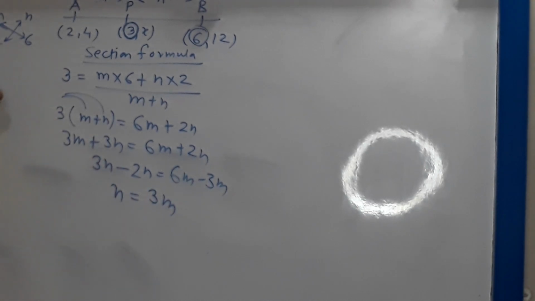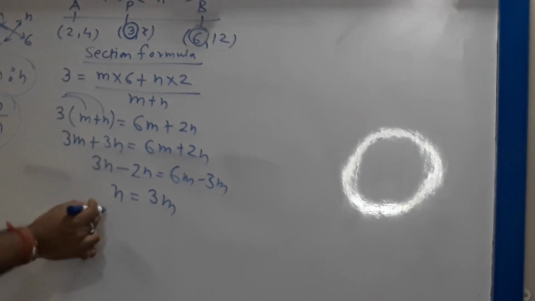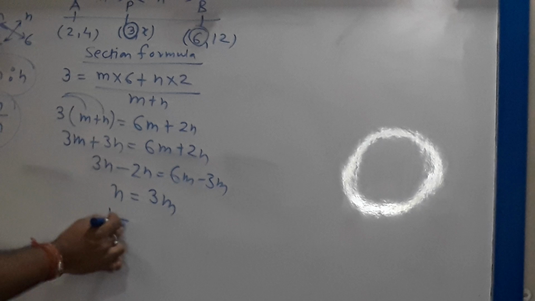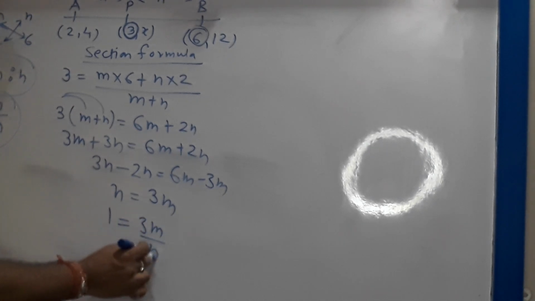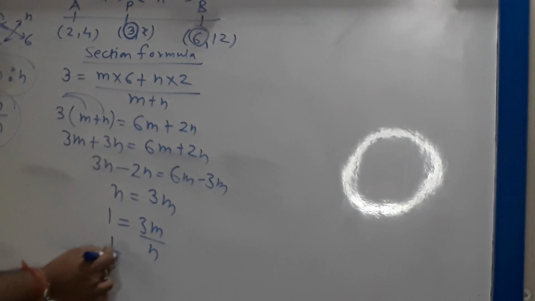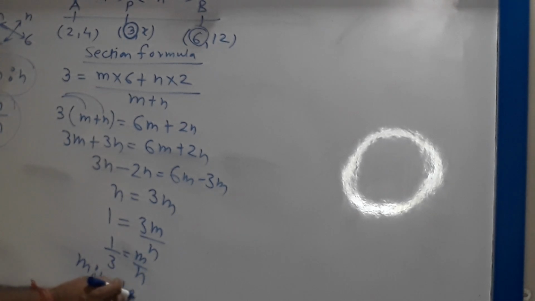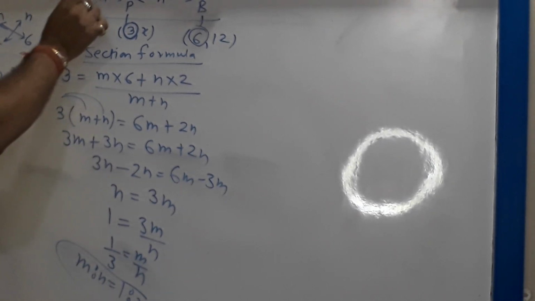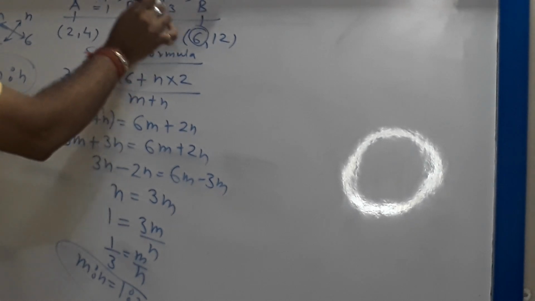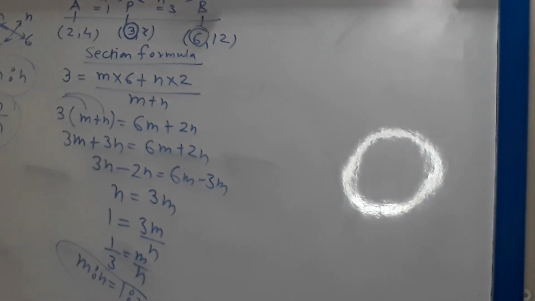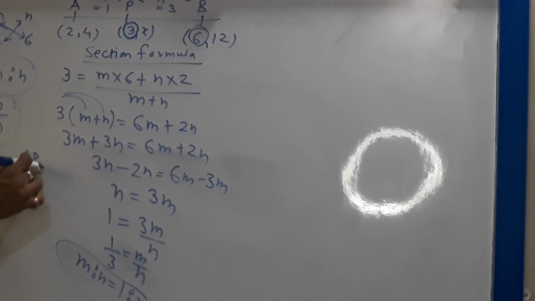Now we want to find the ratio m:n, so we want to find m upon n. Take n in the denominator: 1 is equal to 3m upon n. Now take 3 to this side: 1 by 3 is equal to m upon n. So m:n is 1:3. What is the ratio? 1:3. So m is 1, n is 3. In this ratio P divides AB. That is the same as AP upon PB, which is 1 upon 3, or m:n.